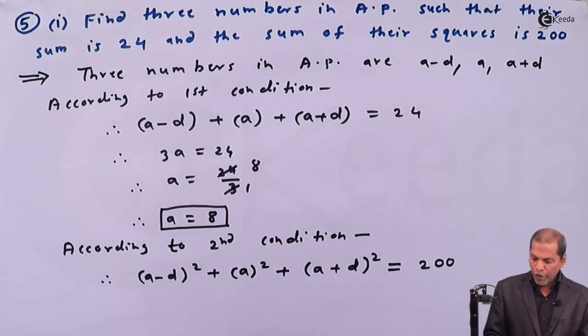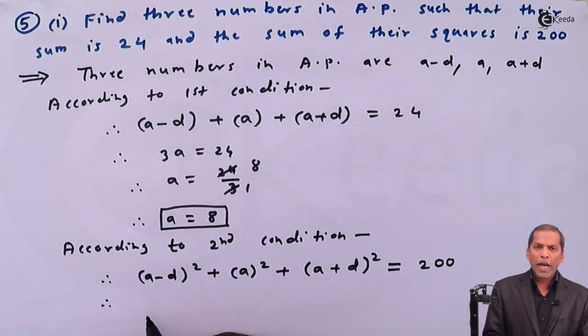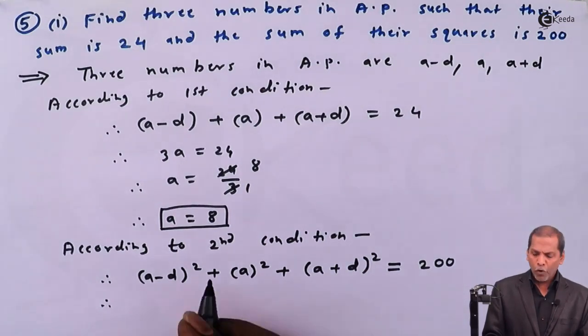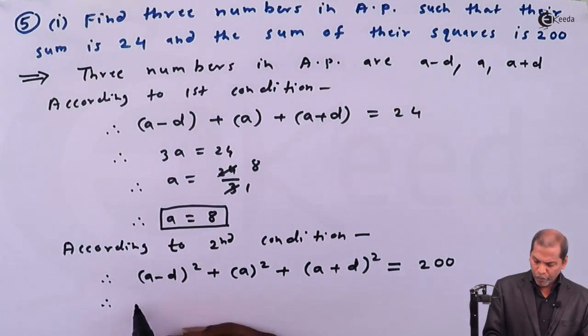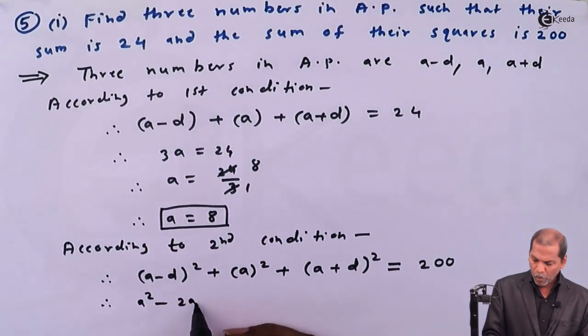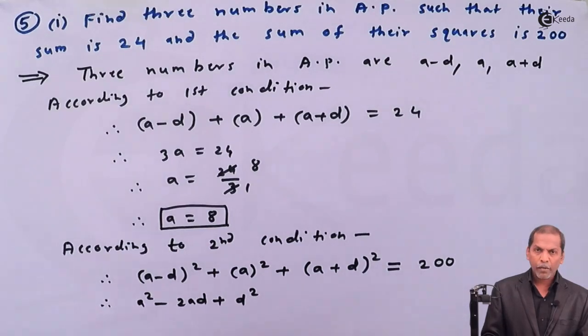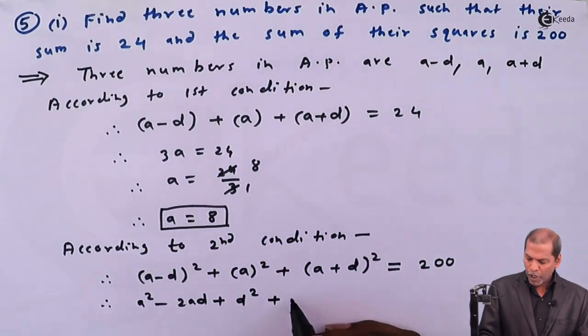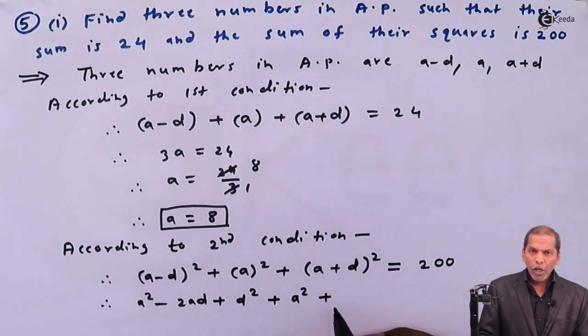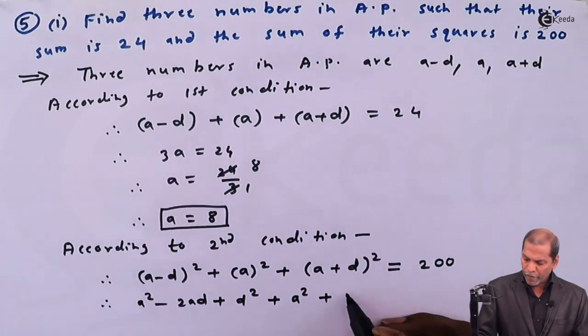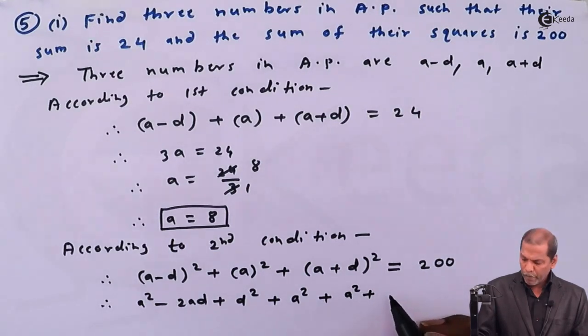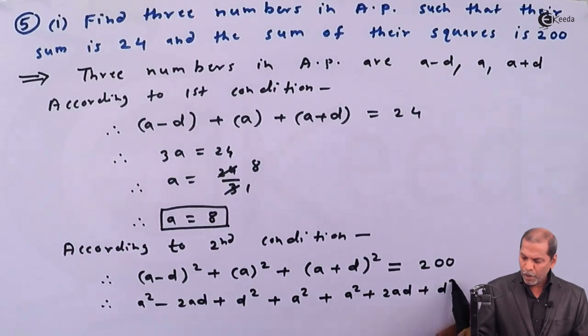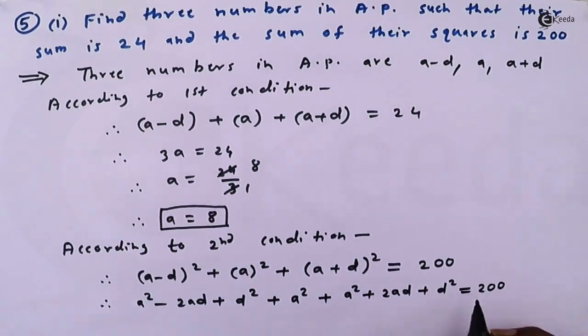200. On simplifying, by using the formula A minus B the whole square equal to A square minus 2AB plus B square, and at the same time the formula A plus B whole square gives A square plus 2AB plus B square. Therefore, A minus D whole square can be written as A square minus 2AD plus D square. Then plus the next term A square, and A plus D the whole square gives A square plus 2AD plus D square, and that equal to 200.